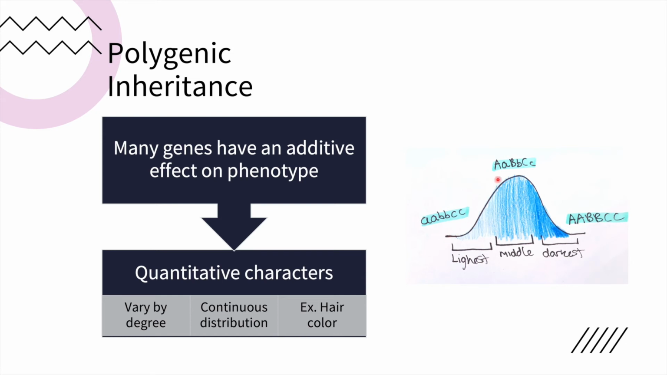As you can see here, many genes affect this phenotypic trait, and this quantitative character varies on a continuous distribution, from lightest to moderate to darkest. Usually, the heterozygous form is the most common.